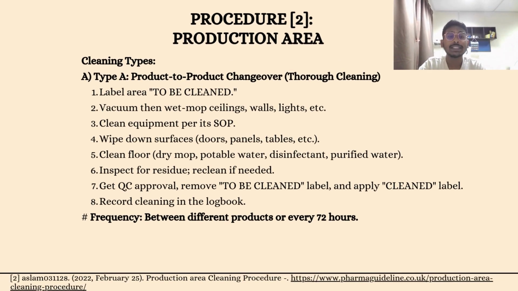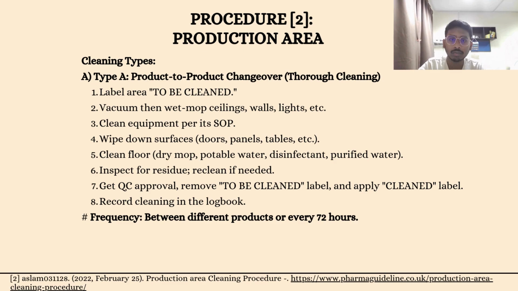So next we will see the procedure for the production area, where there are three cleaning types. The first is type A, which involves the cleaning for product to product changeover. We label the area as to be cleaned, then we vacuum, then wet mop the ceilings, walls and lights and so on. And then we clean the equipment per its SOP, wiping down surfaces like doors, panels, tables and others.